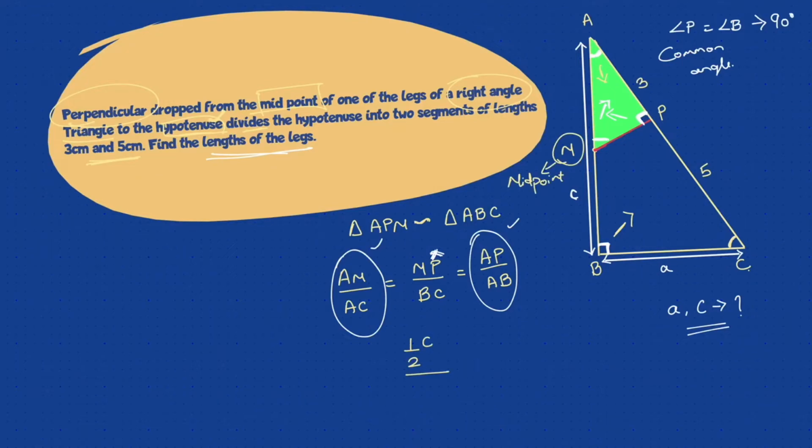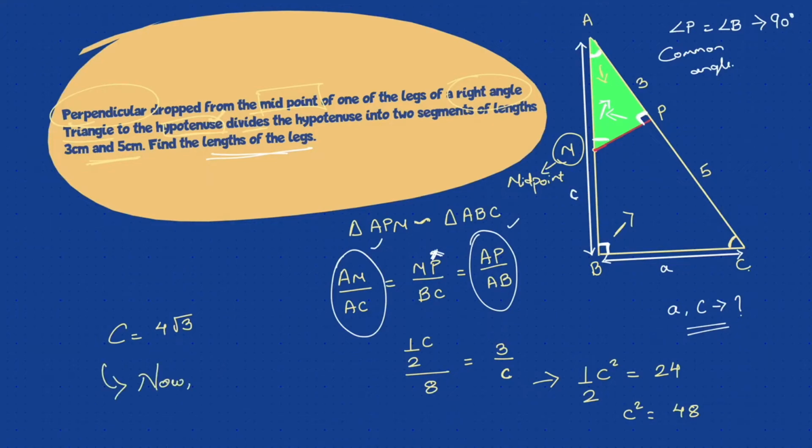Now I'll write AM is equal to what? AM is half of AB, and AB is nothing but C. So AM is half of C, because M is a midpoint. AC is given to me as 8. I'll write AP as 3 and AB as C. That's it. So half of C square is equal to 24. So C square is equal to what? 48. So C is equal to the square root of 48. 16 into 3 is 48, so 4 will come out. C will come out to be nothing but 4 root 3. As simple as that.